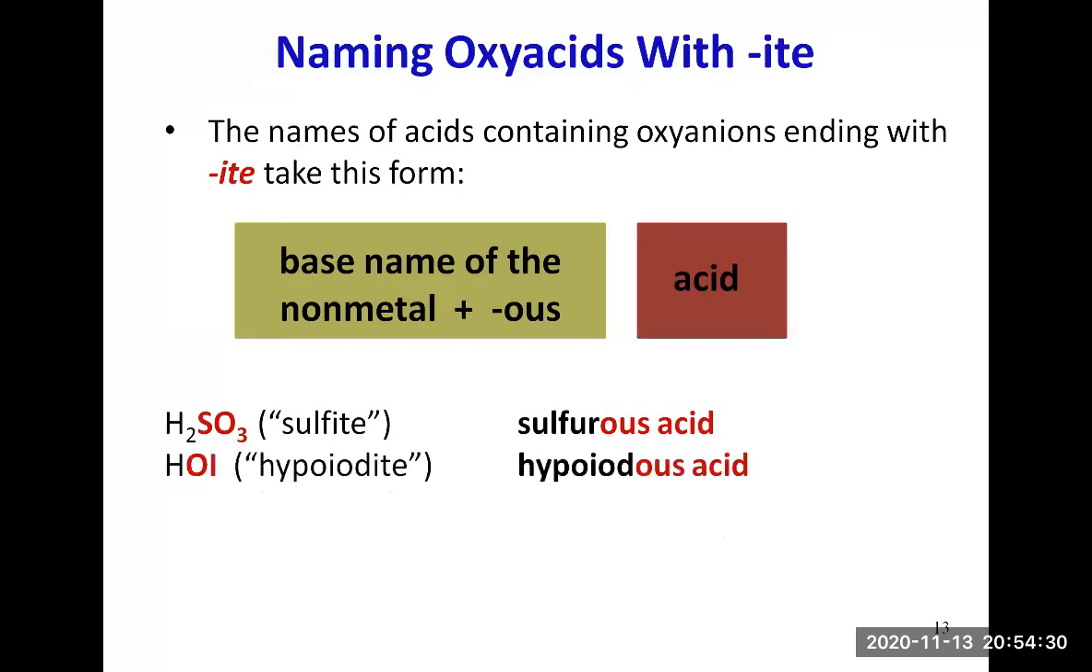HOI, IO -1 is the hypoiodite ion. It has 1 negative charge, so it's bonded to 1 hydrogen when it's the acid. And so you take the name of the polyatomic ion, hypoiodite, change the ending "ite" to "ous", and it becomes hypoiodous acid.